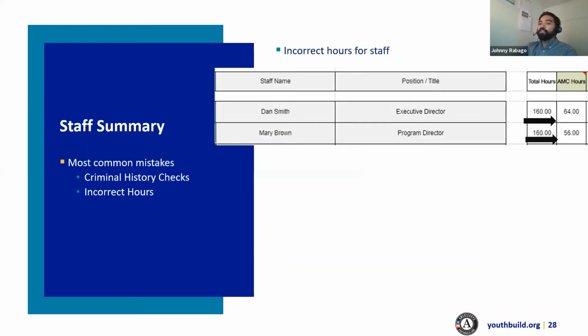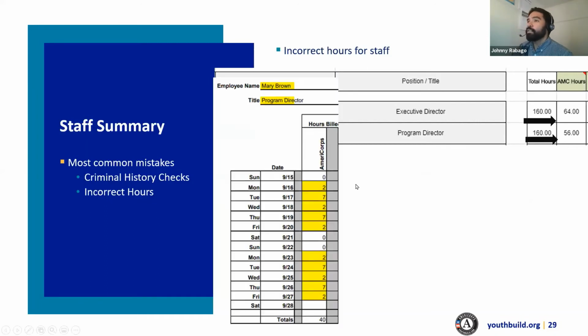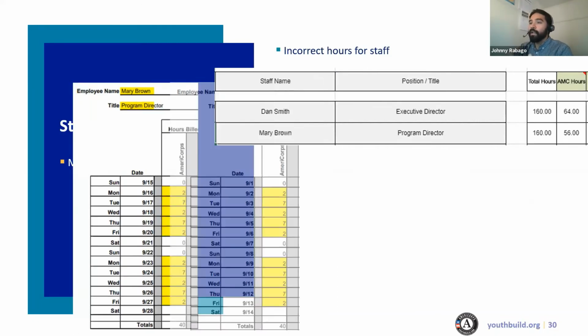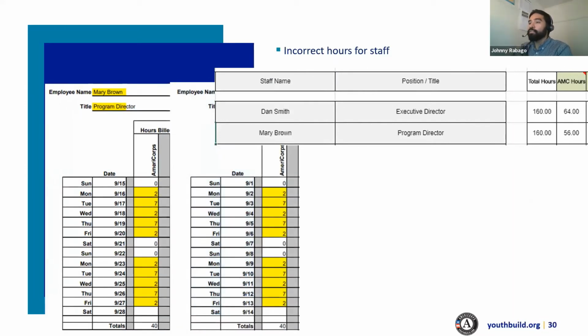Right, hours do not match up. So we have Tom, he's on the expense, so he's on the match side, but let's focus on Dan and Mary. For Mary, we're reporting 56 hours, and on the timesheets, we are reporting 40 hours, 80 hours total for AmeriCorps.